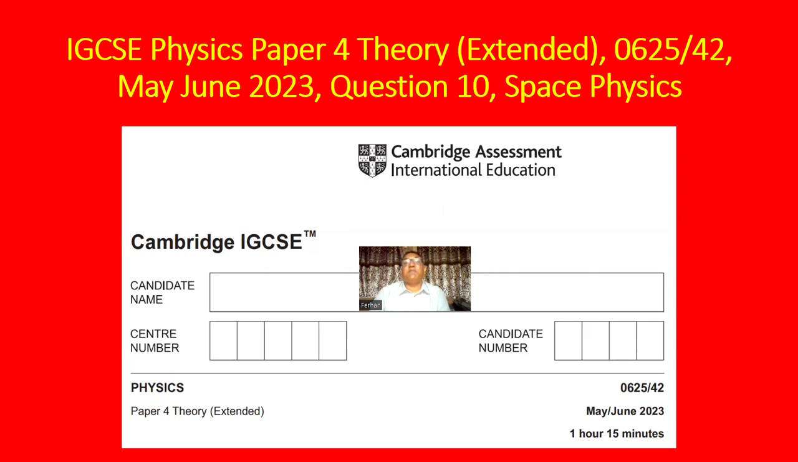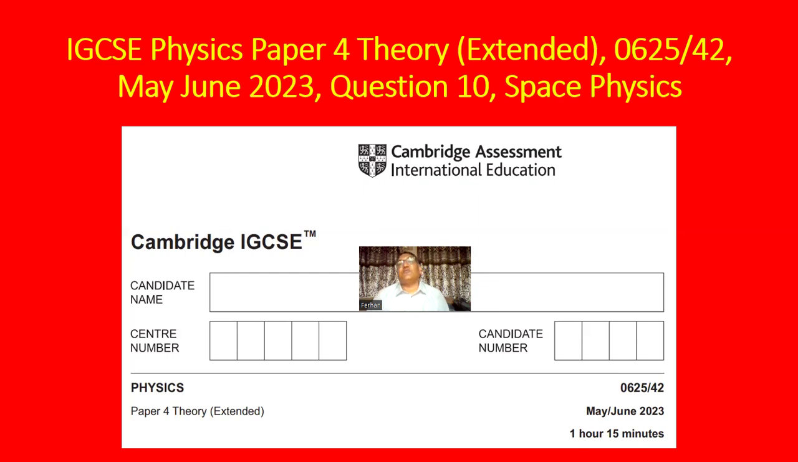We are doing its paper 4. This is the theory paper, and this is Extended Physics. The code of this subject is 0625, and the paper we have selected is 4-2, from zone 2, May-June 2023. We have selected its question number 10.